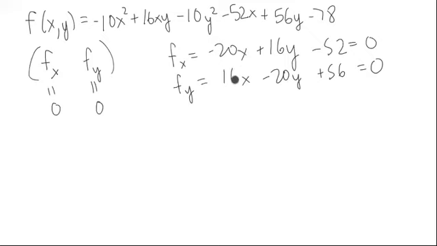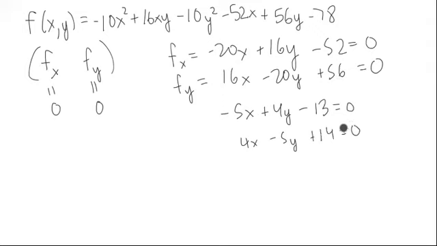We can divide both of these equations by 4. So we're left with negative 5x plus 4y minus 13 is equal to 0. And then we get 4x minus 5y plus 14 is equal to 0. Okay, so we just divided both by 4.